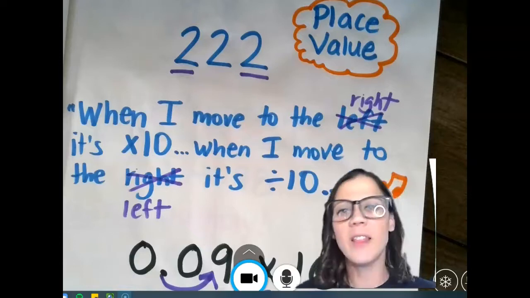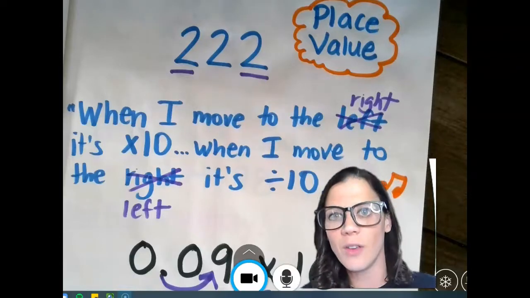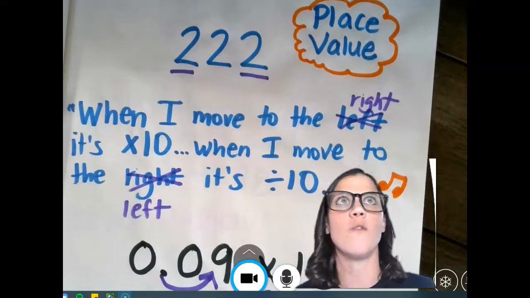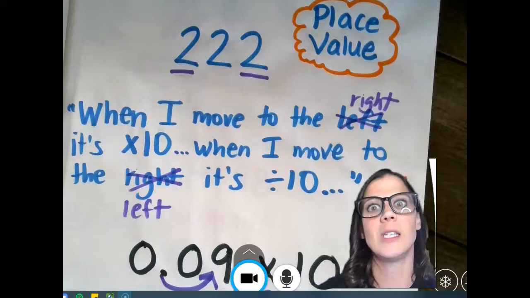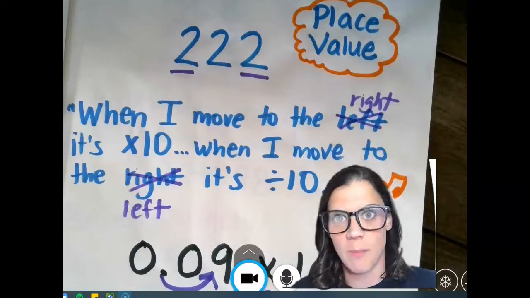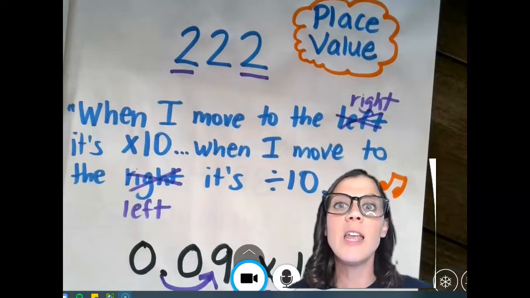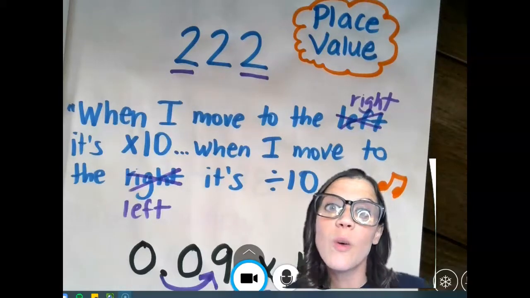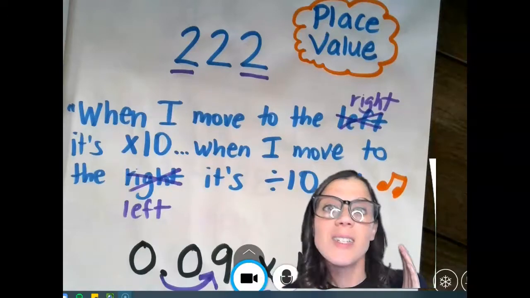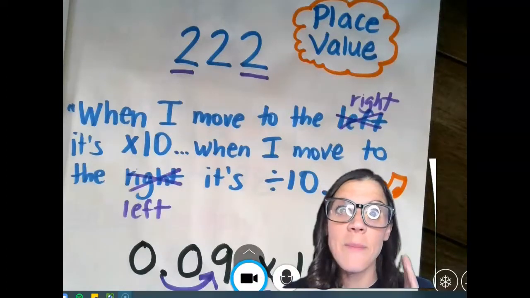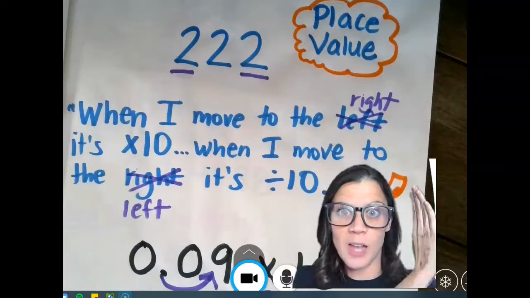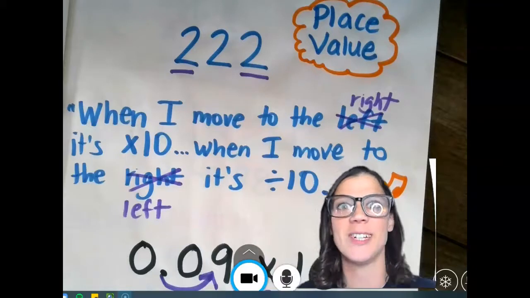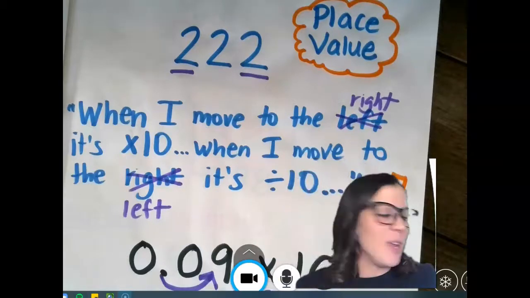But the way that I like to remember value and where my decimal goes when I'm multiplying a decimal is this little jingle of when I move to the right, it's times 10. When I move to the left, it's divided by 10. So today, since we are multiplying decimals by 10, 100, or 1,000, we are going to be moving our decimal to the right one time if it's times 10, 2 times if it's times 100, or 3 times if it's times 1,000. So here we go.